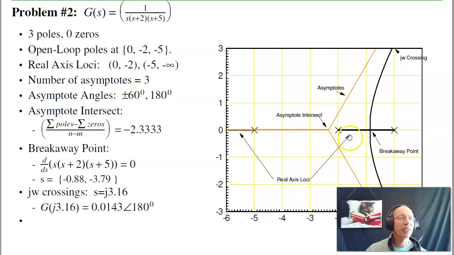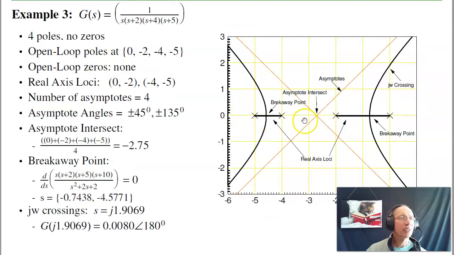Asymptotes. I've got 3 extra poles, so I've got 3 asymptotes. The center of mass is the average of 0, minus 2, minus 5, which is minus 7/3. Going up at 60 degrees, minus 60 and 180. The breakaway point is the midpoint pushed right by that third pole, which puts you at right around minus 0.8. And finally, the j omega crossing. These 2 poles come together, split apart, get pushed away by that third pole, and poles act like minus charges, repelling the root locus, and the j omega crossing is right here at 3.16.